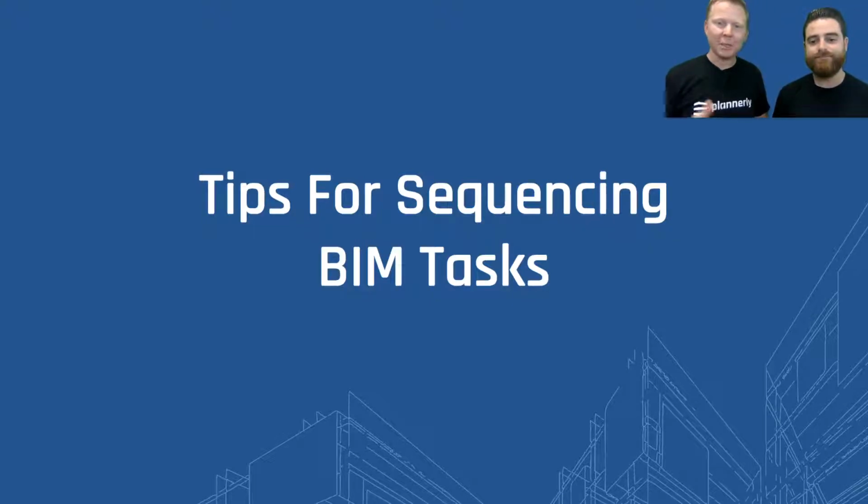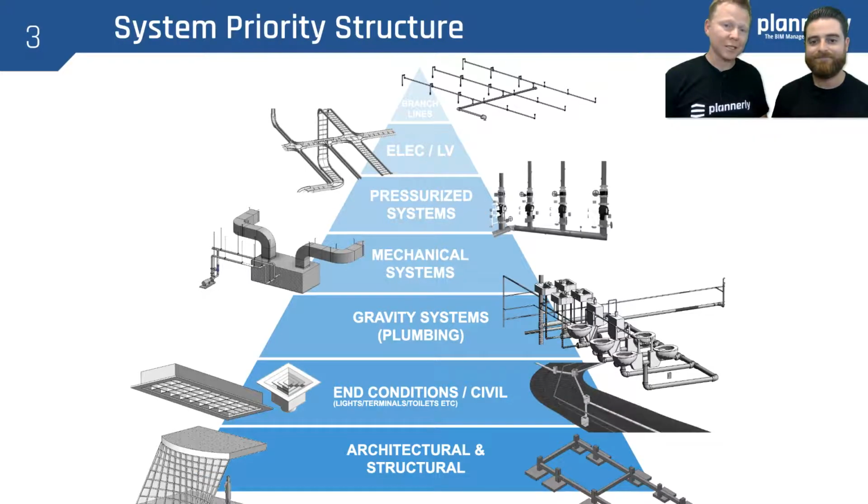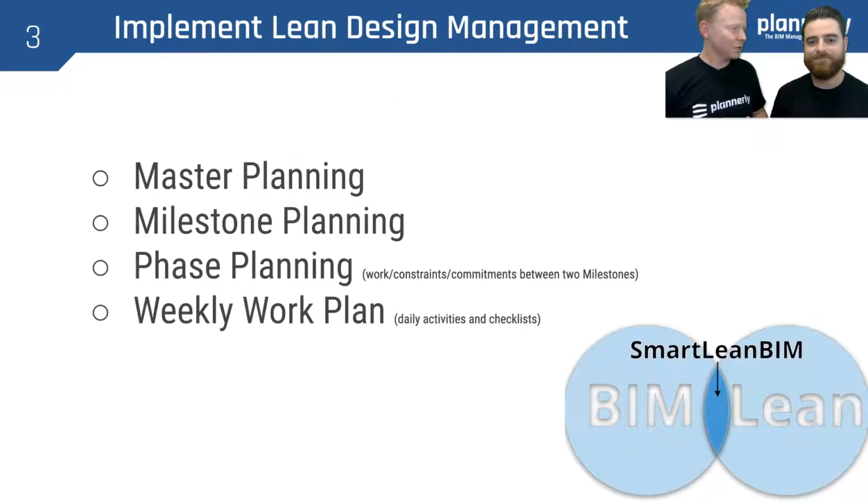Yep. So tips for sequencing those BIM tasks. The first key, and it's a big picture idea, is that if we can have a system priority structure setting the foundation, the more important or the less flexible items first, then going through to the more flexible or less costly to route around other things, that would be really beneficial. And also implementing a lean design management workflow and pull planning and phase planning so that we can really get to a sequence to the task level that is assigned to the right party, and we can optimize those.